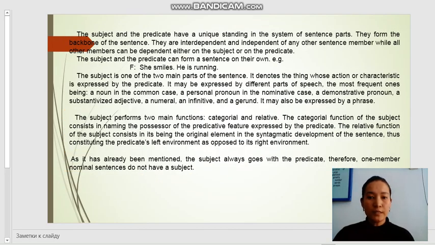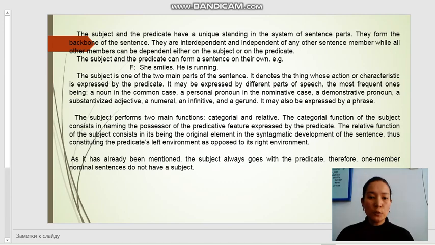The subject and the predicate have a unique standing in the system of sentence parts. They form the backbone of the sentence. They are independent of any other sentence member, while all other members can be dependent either on the subject or on the predicate. The subject and the predicate can form a sentence on their own. For example, she smiles. He is running. In this sentence, the subject is she and the predicate is smiles. So the predicate tells what the subject does.